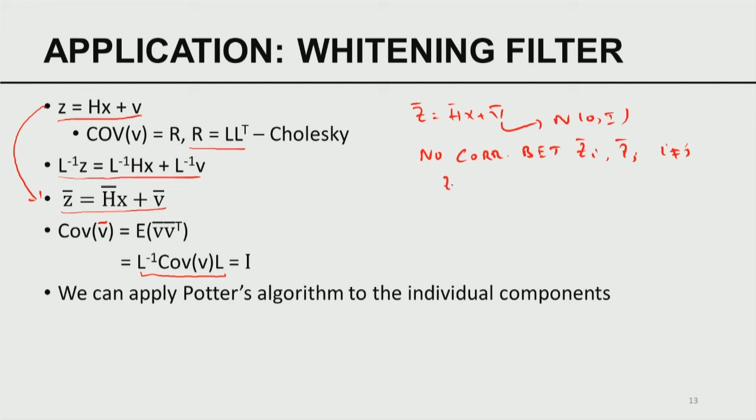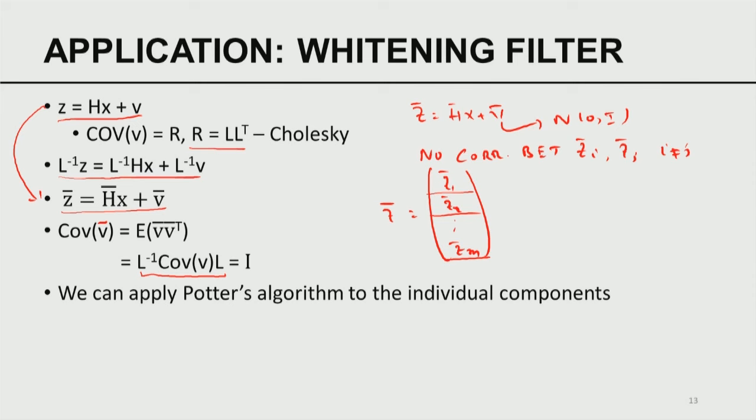Now I could consider Z bar 1, Z bar 2, up to Z bar M, that is Z bar is equal to that, and I could consider each of these observations as a single observation. So there are M single observations. I can try to successively assimilate each of these observations by the Potter's algorithm that we have given in the previous case. Therefore, instead of assimilating all of them together, which involves matrix operations, by doing this transformation I can try to convert the problem into one of assimilating M scalar observations.